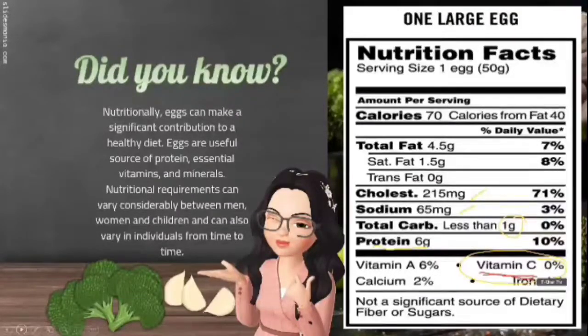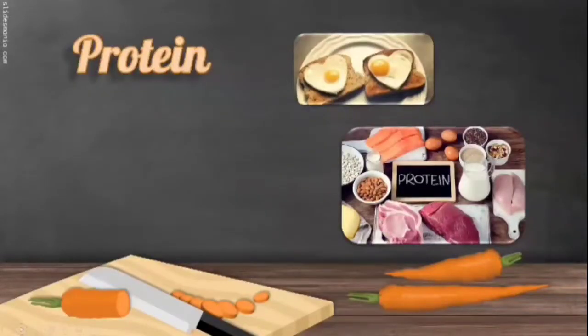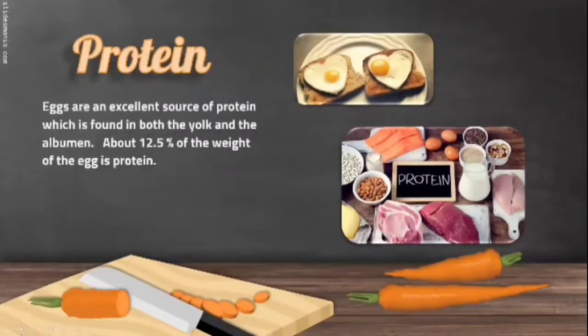So, let us start our discussion. The first thing that we can get from egg is protein. Okay? Protein. Did you know that egg is a very good source of protein? It is found both in the yolk and the albumin, or what we call the egg white. About 12.5% of the weight of the egg is protein.